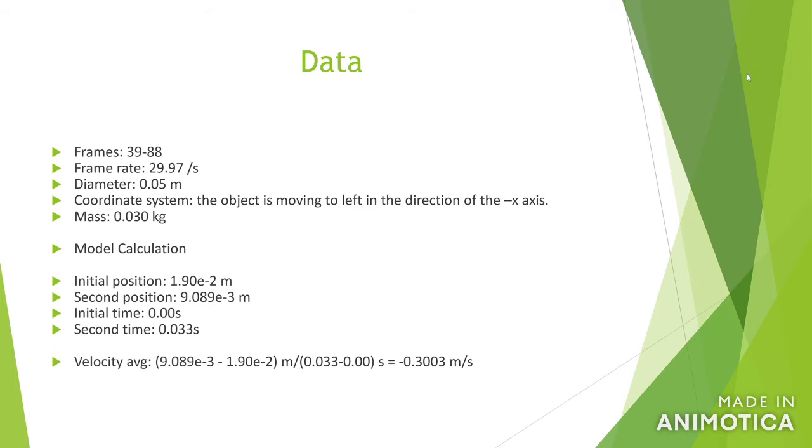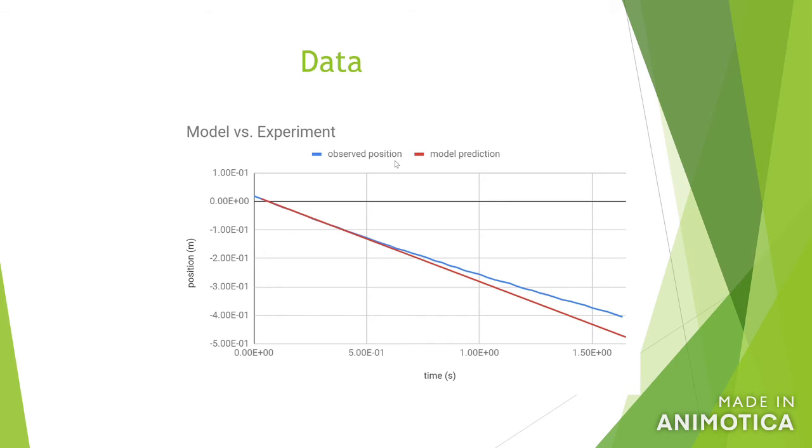of its motion. In order to calculate the velocity of the object, I took the position from the first and second frames, and the time from the first and second frames, and inserted them into the velocity equation. The result was that the velocity is equal to negative 0.3003 meters per second.